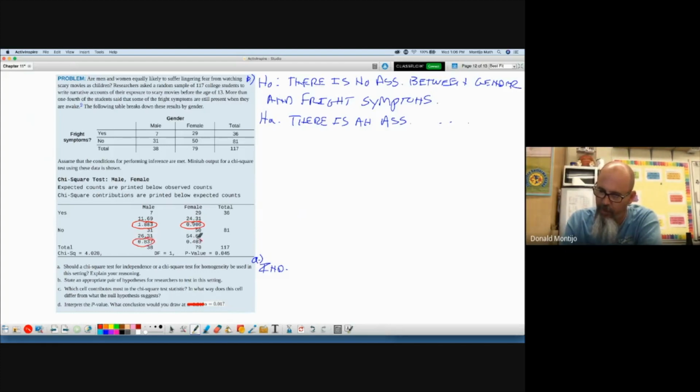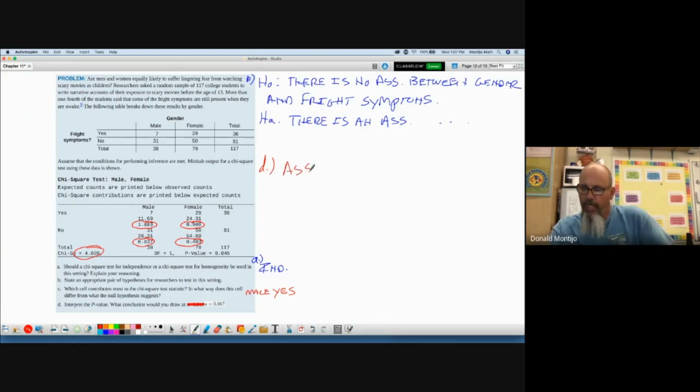These four values were the ones added up to make this 4.028. So which one contributed the most? Oh, the male, yes. So that would be male, yes, for the answer to part C. It was the most different. It's contributed the most to that chi-squared test statistic. Interpret the p-value, and what conclusion would you draw? So the p-value is 0.045. So what does that mean in context of this problem?